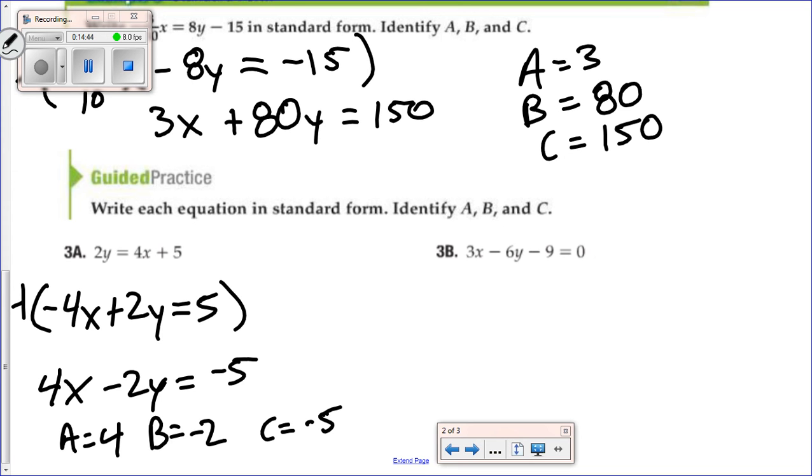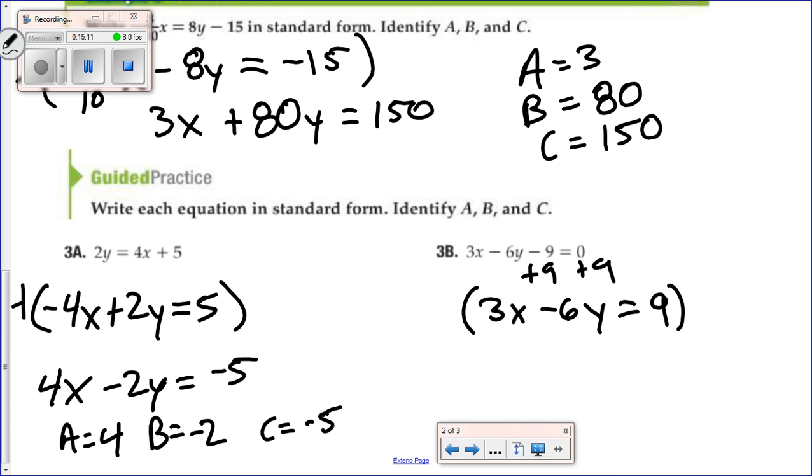Alright, with the next one, what we should have been doing, we just added 9 to both sides. That would give us 3x minus 6y equals 9. So a is non-negative, that's good. A, b, and c are all integers. But we do have an issue with the greatest common factor of a, b, and c being greater than 1. If you look, you can see that a factor of 3 can come out of all of these.